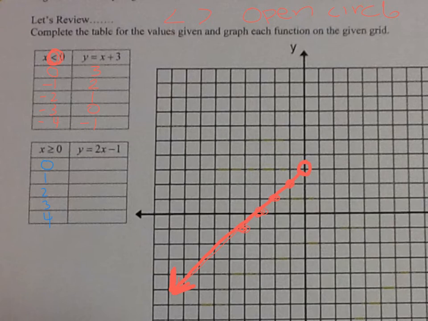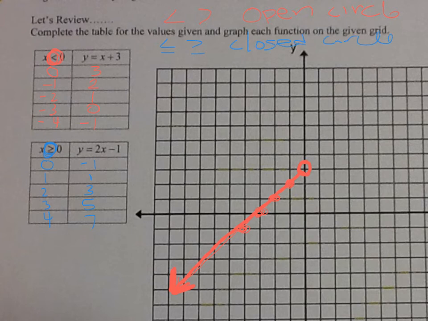Okay, so when x is 0, my y value is -1. When x is 1, my y value is 1. When x is 2, my y value is 3. When x is 3, my y value is 5. And when x is 4, my y value is 7. All right, so notice at 0, I have a greater than or equal to. So I'm going to have a filled in circle. So less than or equal to, greater than or equal to, you have a closed circle.